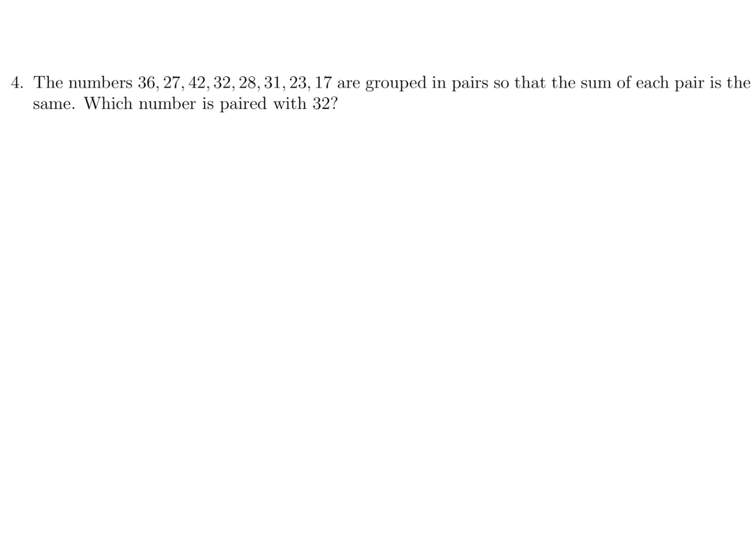The numbers 36, 27, 42, 32, 28, 31, 23, 17 are grouped in pairs so that the sum of each pair is the same. What is the number paired with 32? So they're paired in groups of 2. 36 plus 27, all of these numbers combined would basically be 4 pairs. So I'm going to add them all up and then divide by 4 to get the value of each pair.